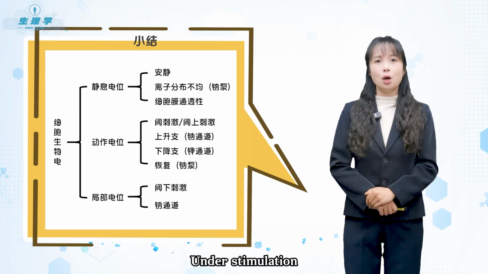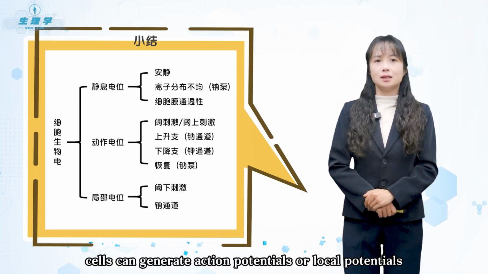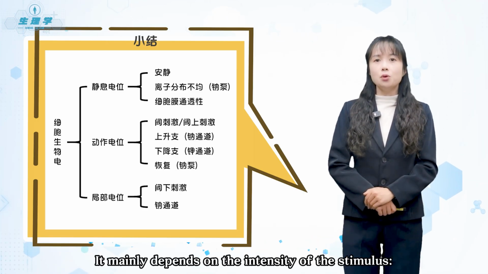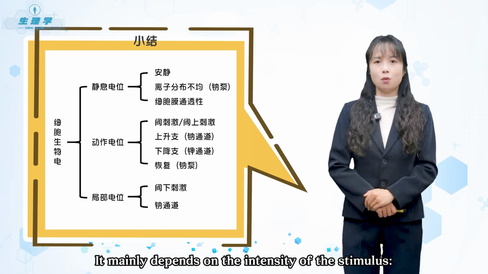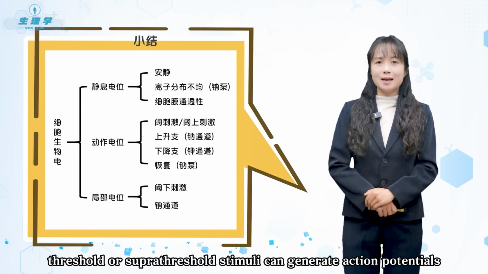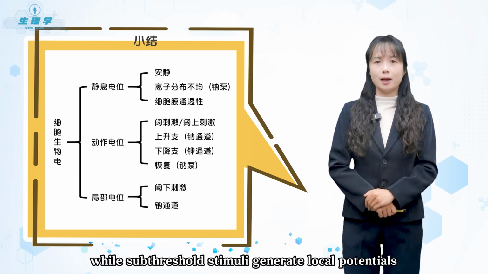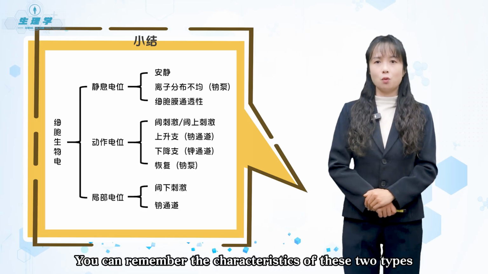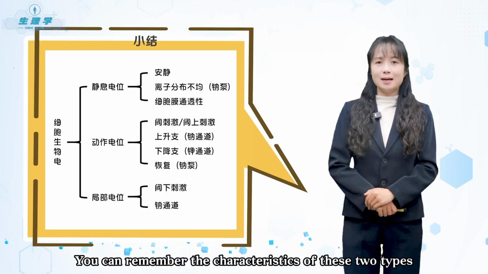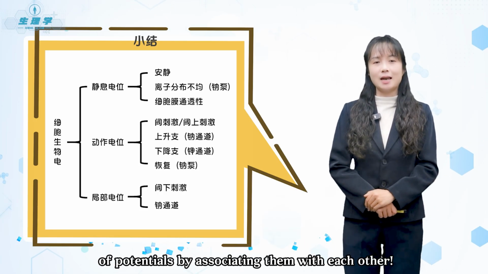Under stimulation, cells can generate action potentials or local potentials. It mainly depends on the intensity of the stimulus. Threshold or suprathreshold stimuli can generate action potentials, while subthreshold stimuli generate local potentials. You can remember the characteristics of these two types of potentials by associating them with each other.